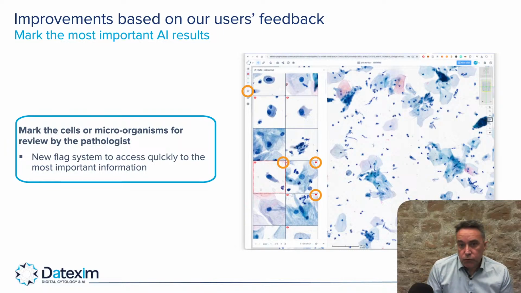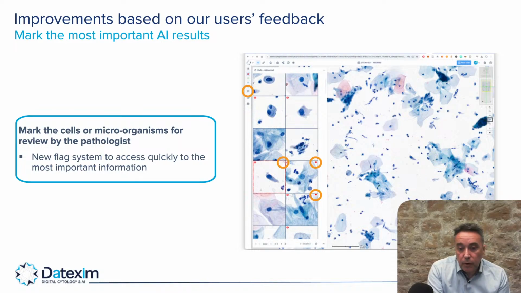On top of clue zone, so clue zone is the tool to mark areas of interest, we also added a flag system. This flag system is to mark some AI results, some thumbnails, because on the first page of the gallery of abnormal cells, we have 100 thumbnails. And so as a cytotechnologist, you can decide to choose what are the most important AI selections for the pathologist. So that way you think about the pathologist and the time that you can make him or her save.